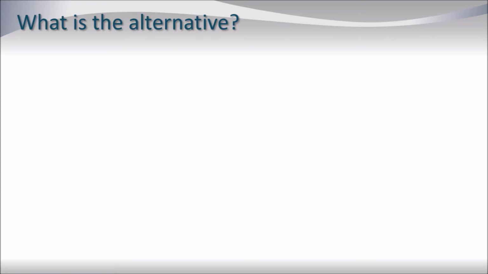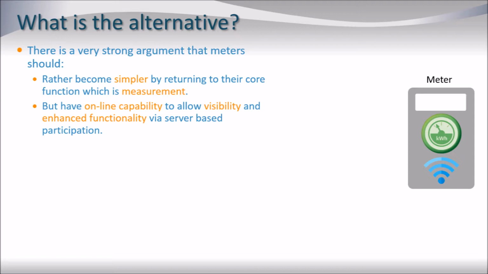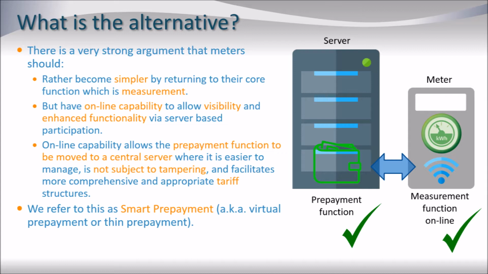So what is the alternative? Well, there's a very strong argument that meters should rather become simpler by returning to their core function, which is measurement, but they should have online capability to allow visibility and enhance functionality via the server-based participation. Online capability allows the prepayment function to be moved to a central server where it's easier to manage, not subject to tampering, and facilitates more comprehensive and appropriate tariff structures such as time of use. We refer to this as smart prepayment, but it's also known as virtual prepayment or thin prepayment in some quarters.